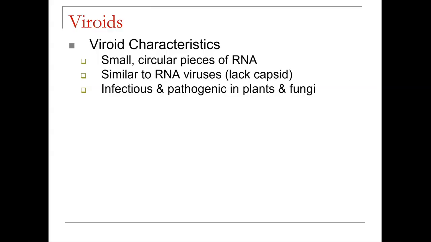Viroids are important in this. Viroids are small circular pieces of RNA, similar to RNA viruses, but they don't contain a capsid. They're infectious and pathogenic in plants, and there are viroid-like agents that include infectious and pathogenic things found in fungi.